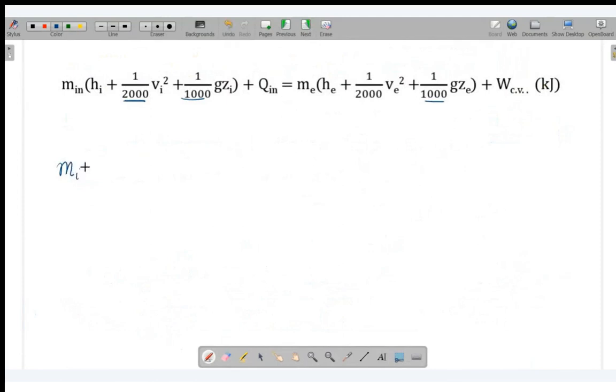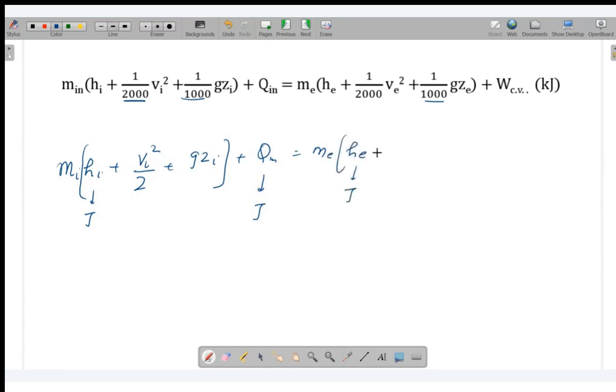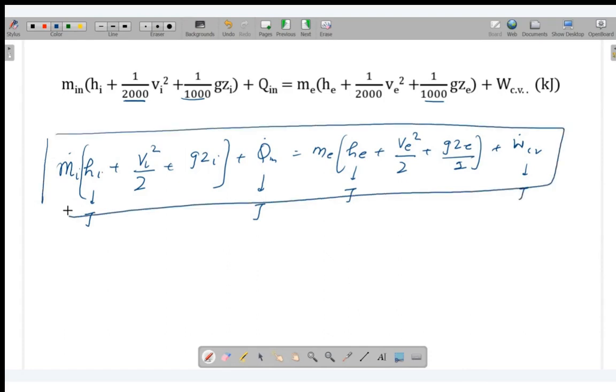if you are using this equation, if you are putting this enthalpy in joules, then you will use V1 square by 2 and GZI plus Q in, this should also be in joule, ME. This should also be in joule, plus VE square by 2 plus GZE, and this should also be in joule. Okay, so if this equation is in joule, you can use it, but sometimes enthalpy value is given in kilojoule, heat transfer is given in kilojoule. Basically this will be given in kilojoule per kg because it is small h. Now mass and velocity is basically kg meter per second.